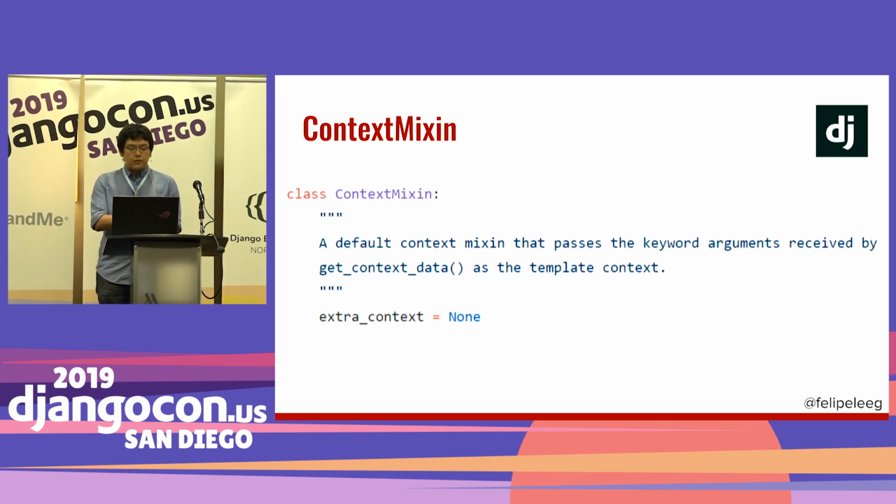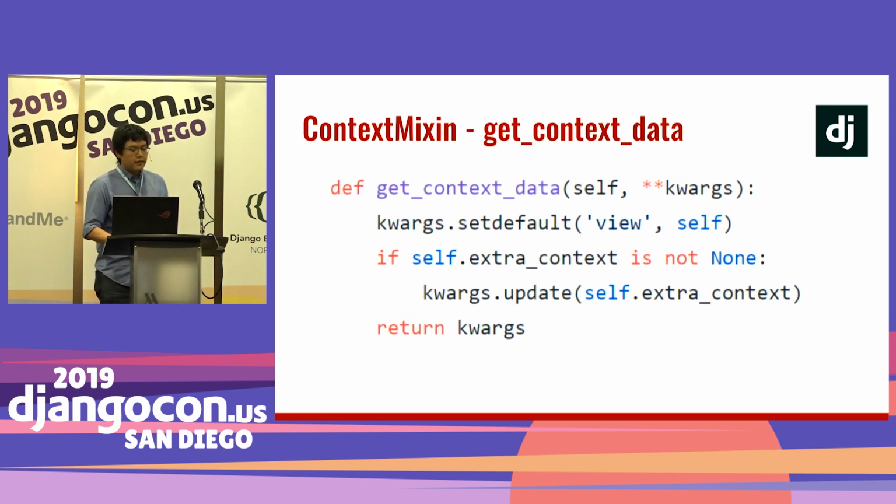So when we normally render our templates, we pass it some type of context. That's how we pass it the variables that we care about, right? And so what ContextMixin is, it's kind of meant to do that for class-based views. And it defines just one attribute, extra_context, and defaults it to None. And I'll go into that right now.